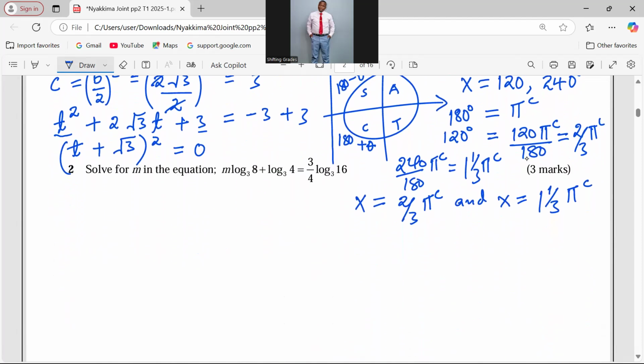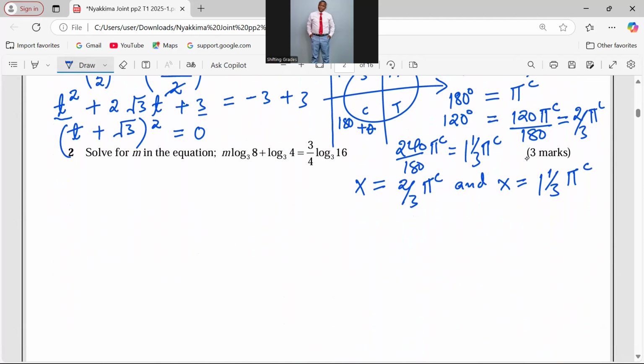Look at number 2, which is a question on logarithms. Solve for m in the equation m log of 8 to base 3 plus the log of 4 to base 3 equivalent to 3/4 the log of 16 to base 3. So let's apply a few laws of logarithms.